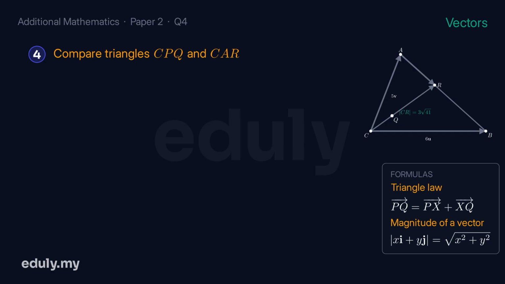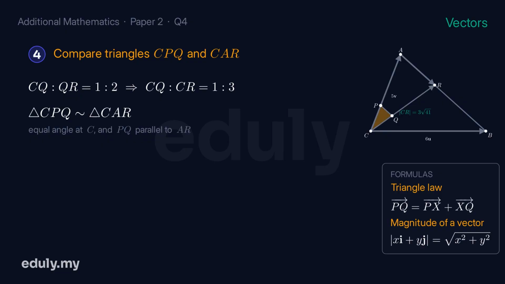Part B2. This is where the line PQ comes in. P is on CA, Q is on CR, and PQ is parallel to AR. Q splits CR in the ratio 1 to 2, so CQ is 1/3 of the whole CR. Because PQ is parallel to AR, and they share the angle at C, the small triangle CPQ is similar to the big triangle CAR.